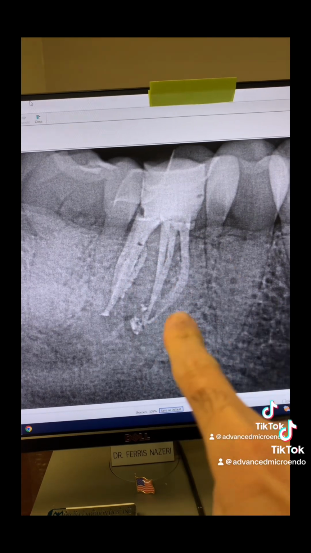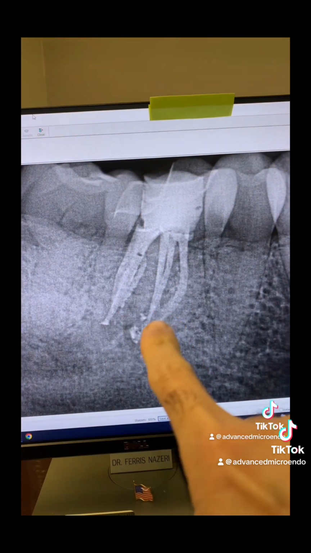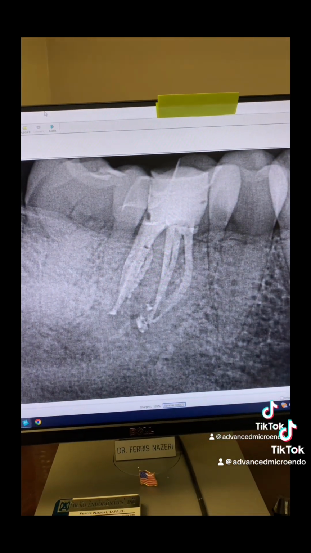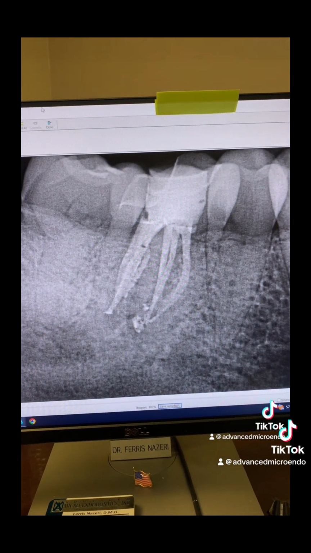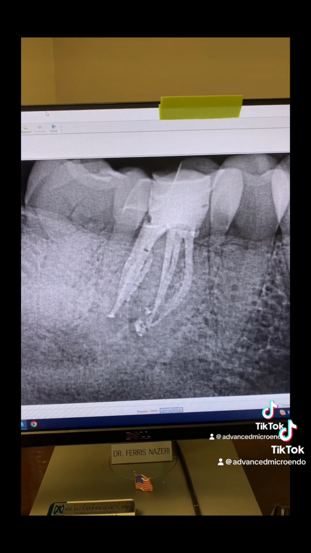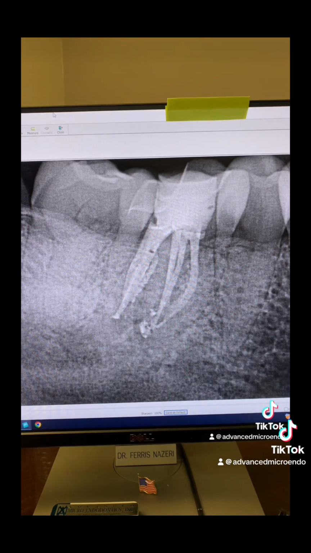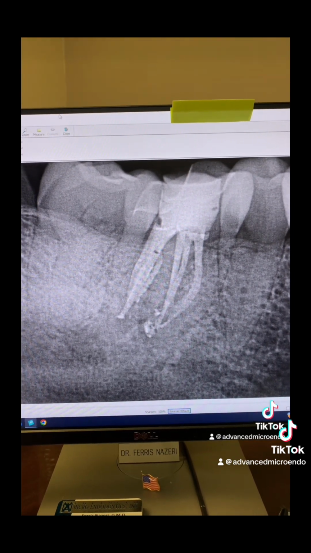Look at all these laterals. Look at all of these laterals here. Look at the anastomosis here. So if you just looked for 3, you would have found 3 and you would have been done. And the root canal would have likely failed because you would have left necrotic tissue and bacteria behind.